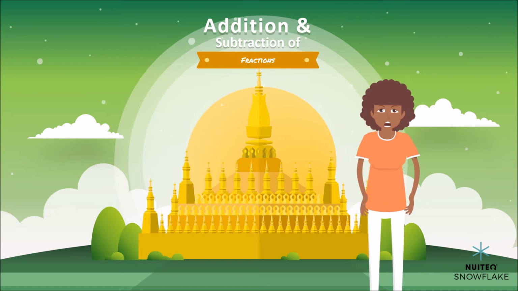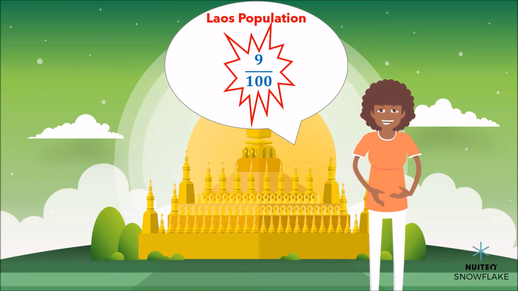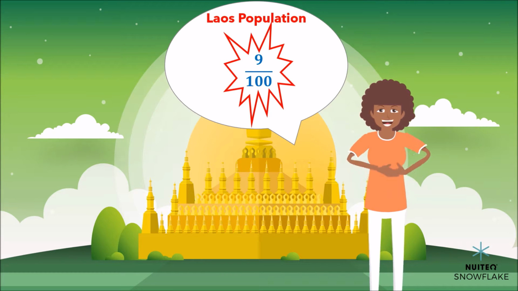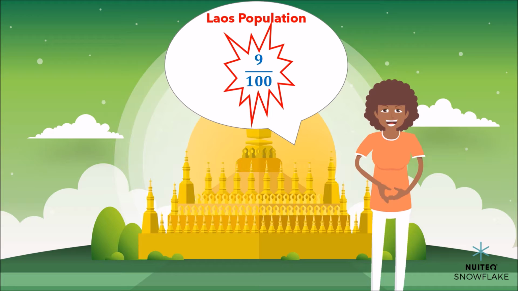Right now, I'm preparing a documentary about Laos and its culture. Did you know that Laos population is equivalent to 9/100ths of the total world population? We can use fractions to represent quantities and operations between parts of a whole.